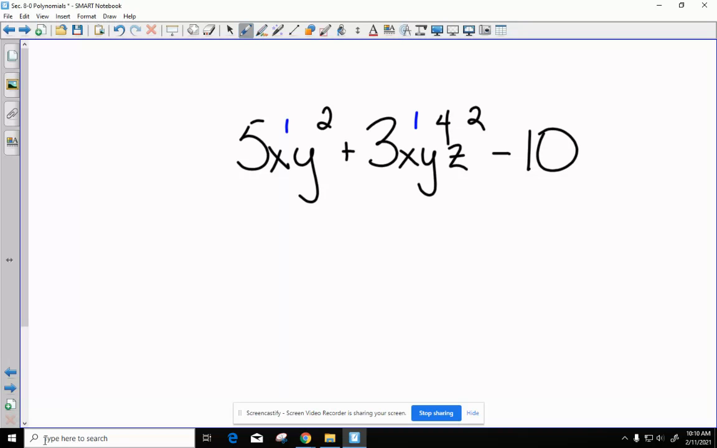Okay. A lot of people get the words degree and power mixed up. They almost use them interchangeably, but that's not true. These are individual powers, but its degree is what it has altogether. Okay.